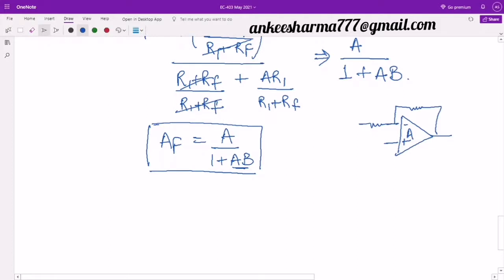It is important. So in the exams you might get questions that ask you to explain why gain reduces by a factor of 1 plus AB. So this is the reason, because of the feedback that we have applied, and this is the numerical analysis of all these things, right?